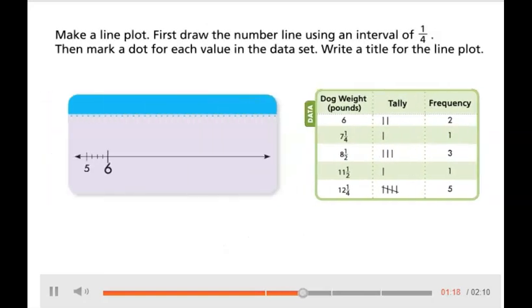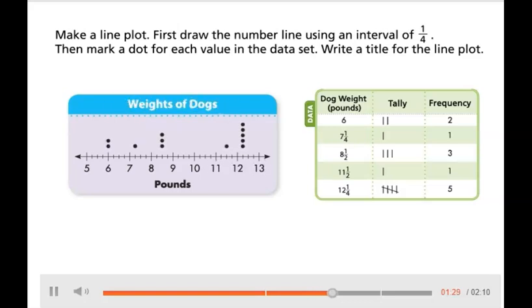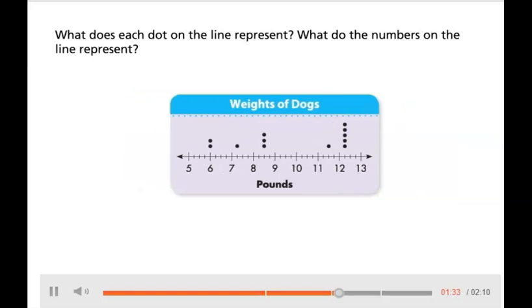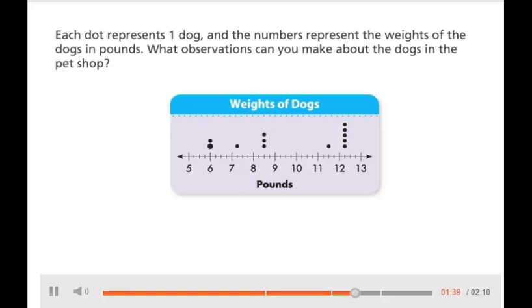Make a line plot. First, draw the number line using an interval of 1/4. Then, mark a dot for each value in the data set. Write a title for the line plot. What does each dot on the line represent? What do the numbers on the line represent? Each dot represents one dog, and the numbers represent the weights of the dogs in pounds.